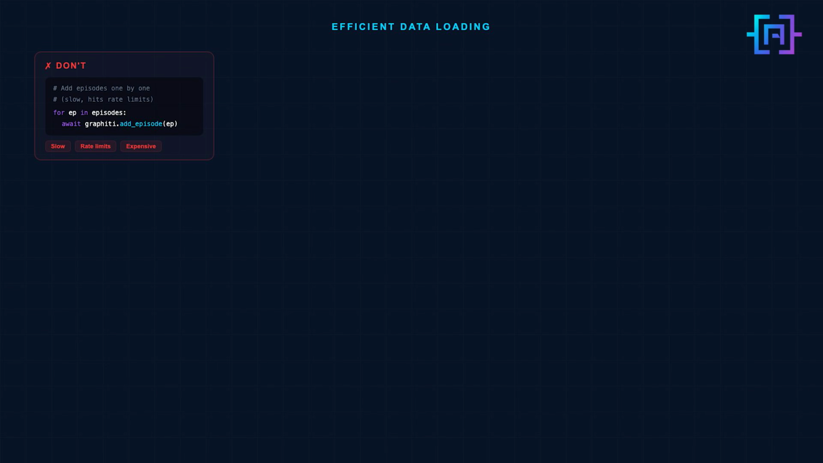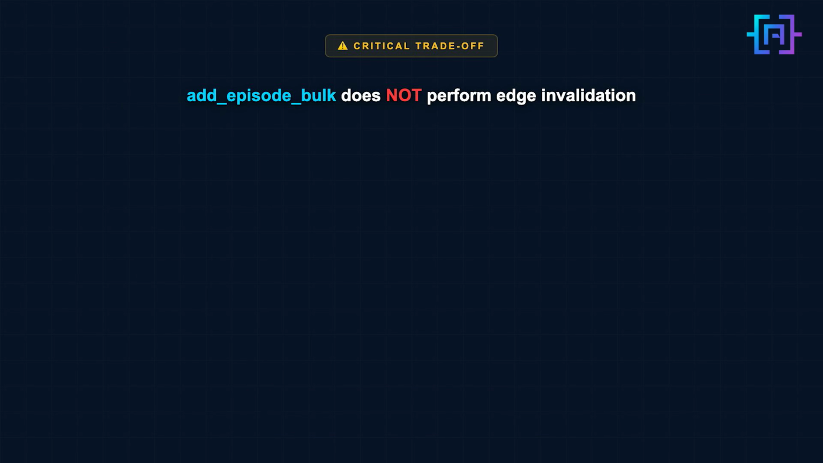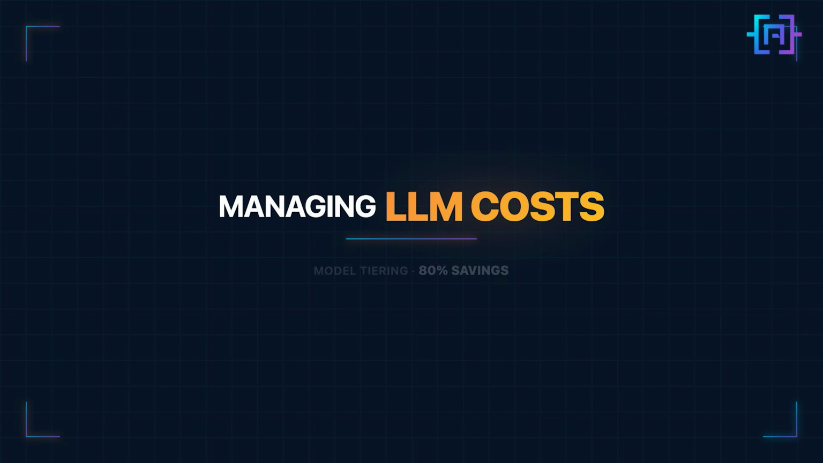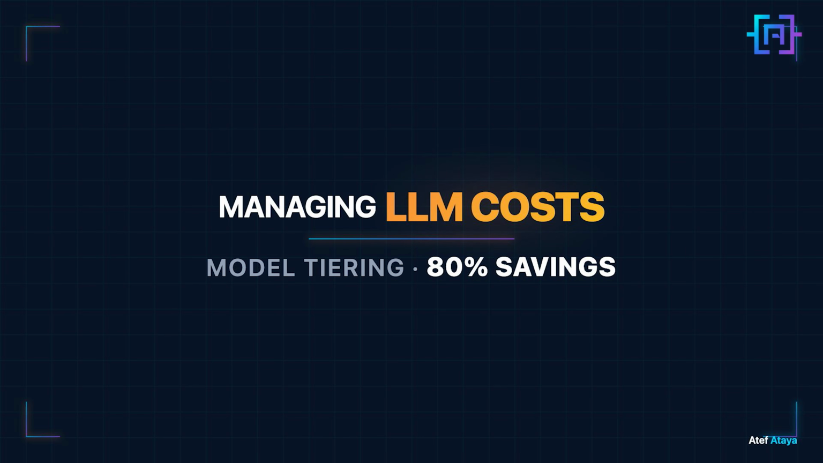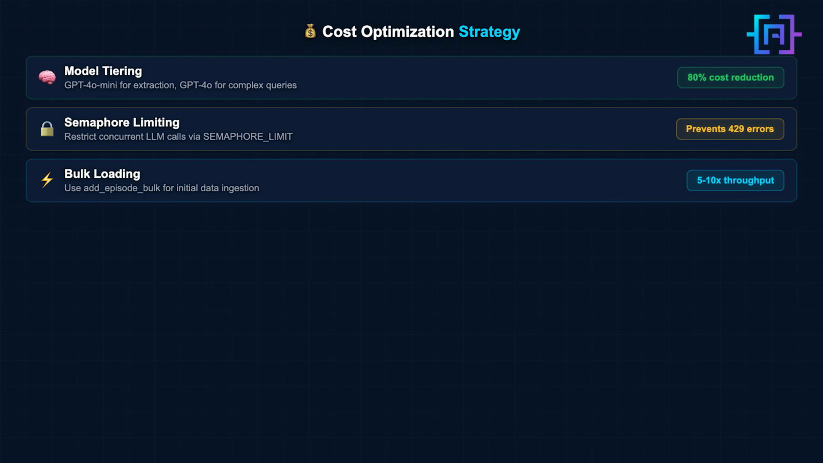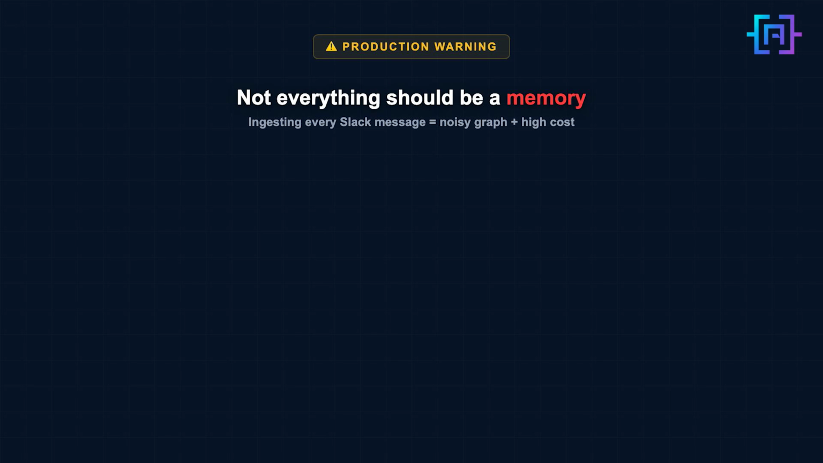When you are bootstrapping your graph, loading historical Slack messages, Jira tickets, meeting notes, use add episode bulk. It's 5 to 10 times faster than individual calls. Save add episode for real-time incoming data. Entity extraction is expensive. Every episode triggers LLM calls. The single biggest optimization: use a smaller model like GPT-4o for extraction, and reserve the larger model for complex queries. This cuts token cost by roughly 80%.